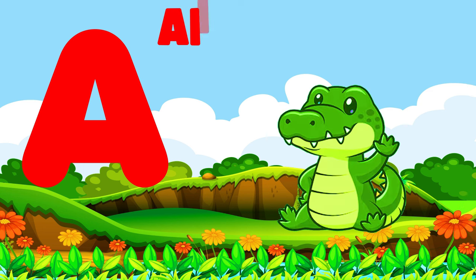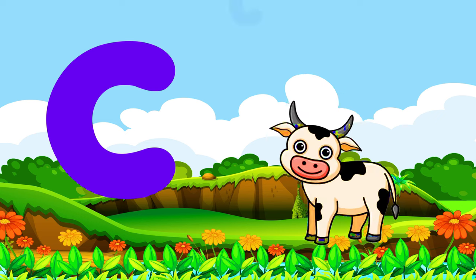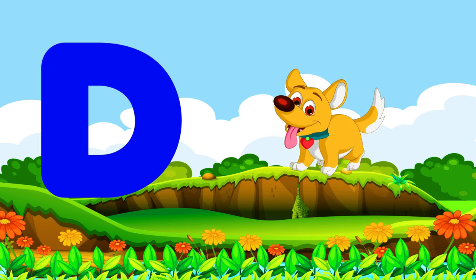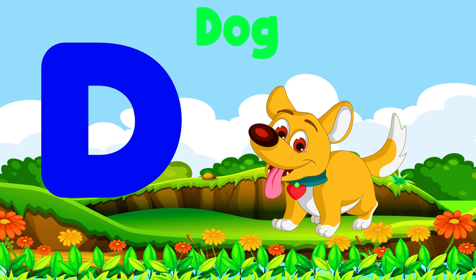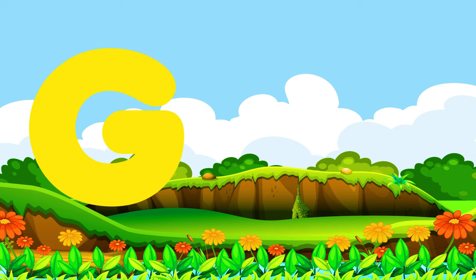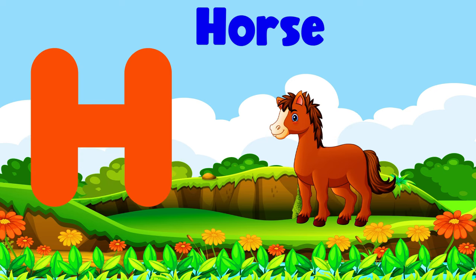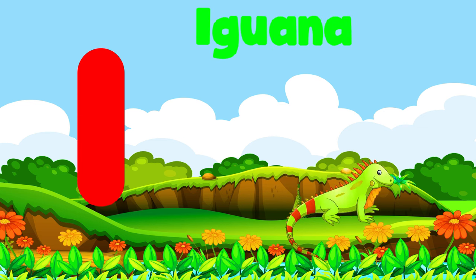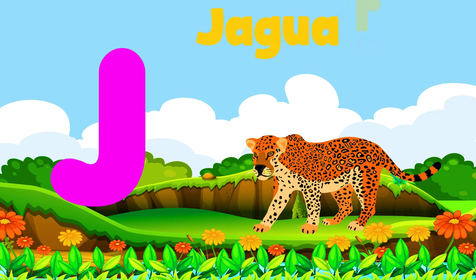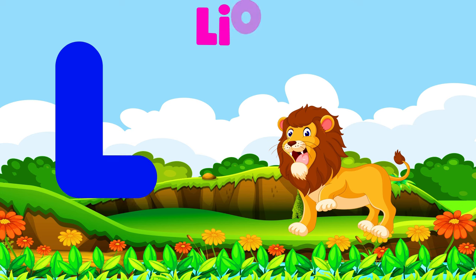A is for alligator, B is for bear, C is for cow, D is for dog, E is for elephant, F is for fox, G is for giraffe, H is for horse, I is for iguana, J is for jaguar, K is for kangaroo, L is for lion.